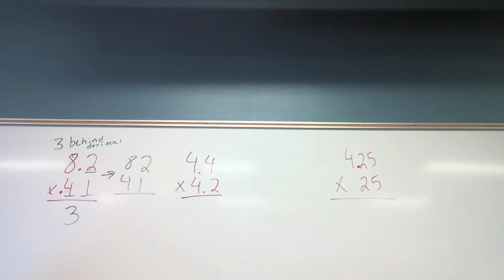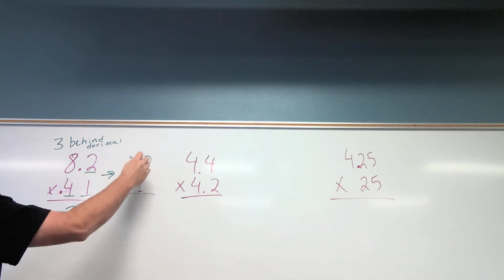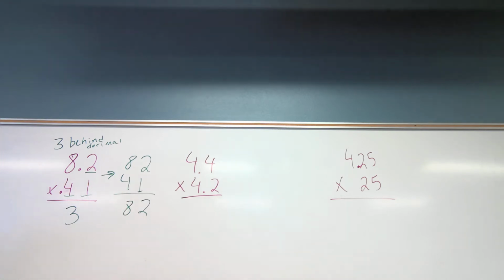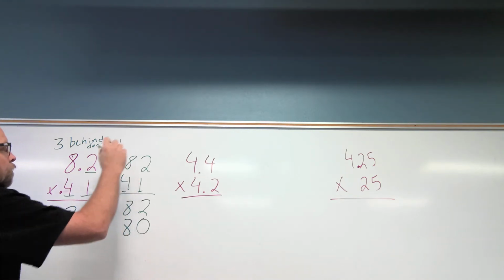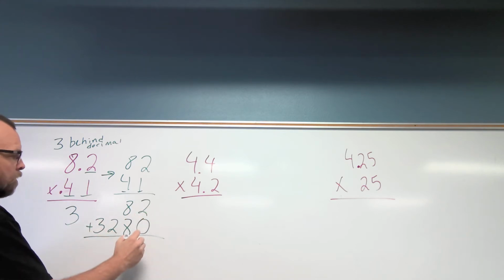Let's go through this one real quick. Let's see, we do our ones place. 1 times 2 is 2. 1 times 8 is 8. That should be your first line through if you do it in this way. I put my 0 because now I'm starting in the tens place. 4 times 2 is 8. 4 times 8 is 32. Add those two products together.